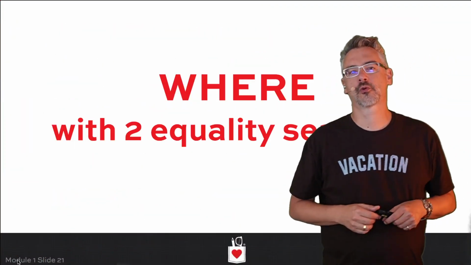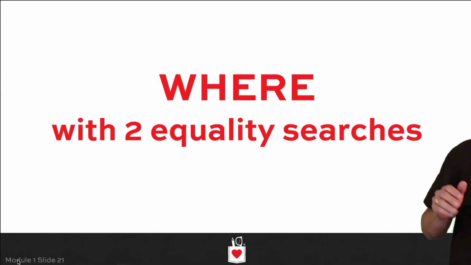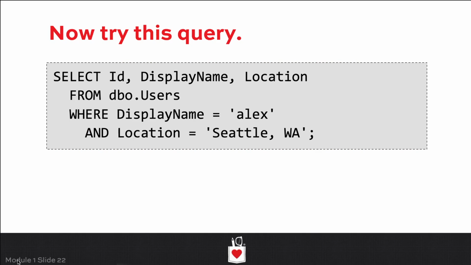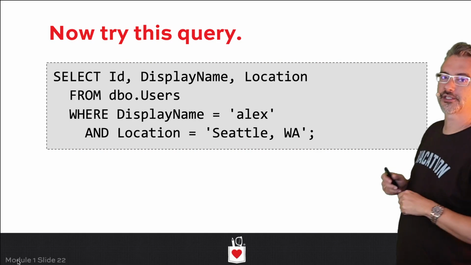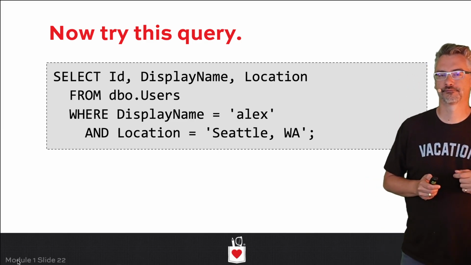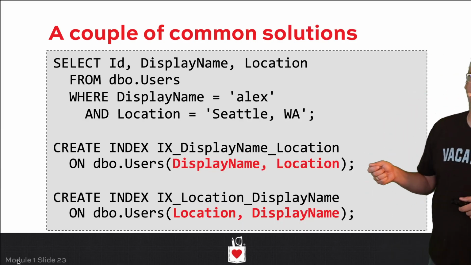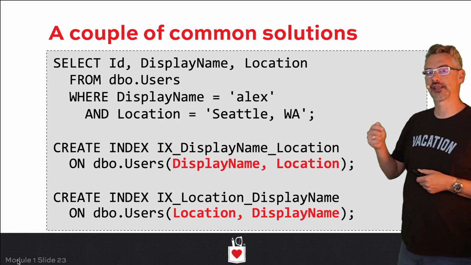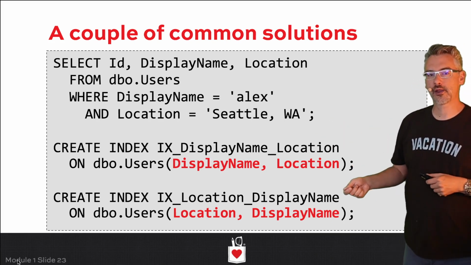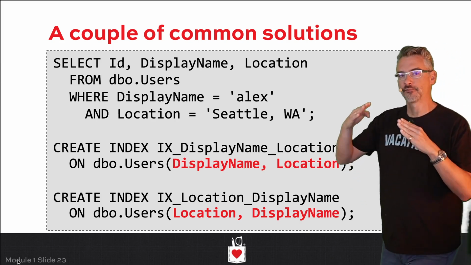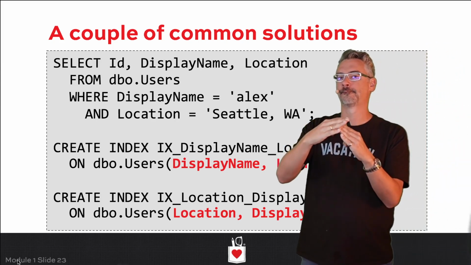So next up, let's make our query a little bit more complicated. Let's add 2 equality searches instead of 1. Let's go find all of the people whose name is Alex and who live in Seattle, Washington. There are a couple of ways that I could index for this. One way would be to index for display name, then location. The other way would be to index by location, then display name. But hold on, hold that thought.